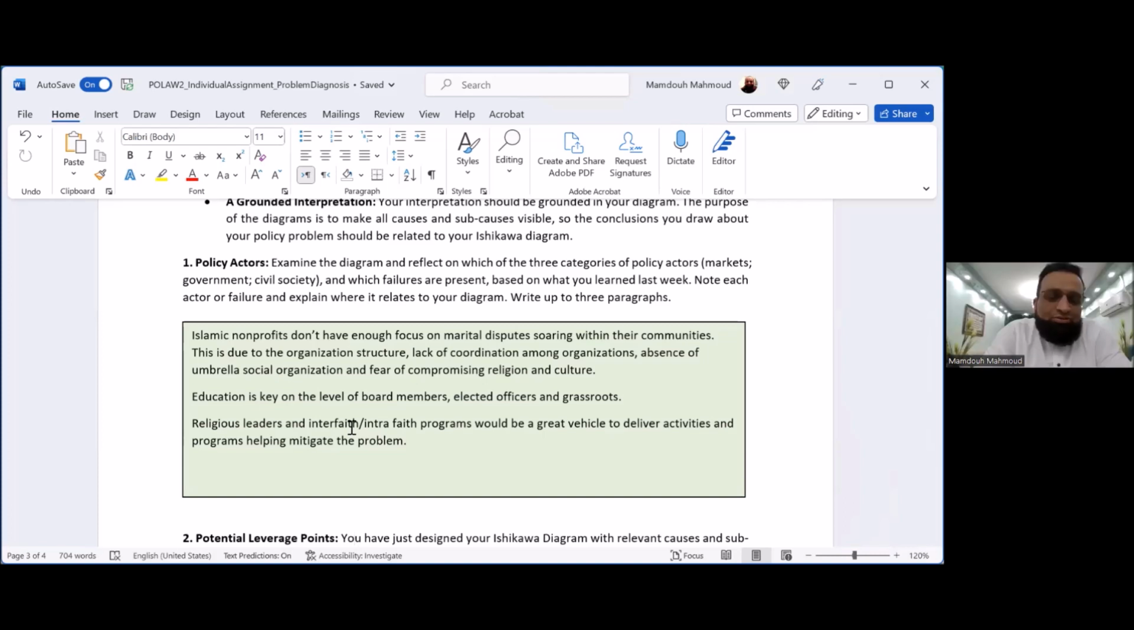So Islamic nonprofits do not have enough focus. Sometimes they don't have focus at all. But I'm just trying to be polite here. Islamic nonprofits don't have enough focus on marital disputes soaring within their communities. Why? This is due to the organization structure. The structure itself is very old school. It is archaic. It is like a dinosaur.